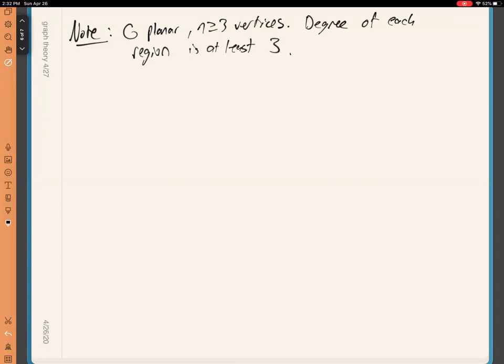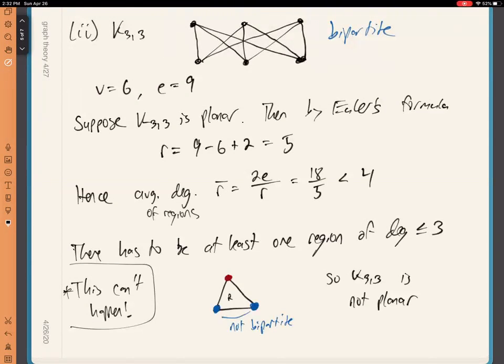To see why this is the case, just go back and look at the argument that we gave for K5, the complete graph on 5 vertices. Another thing worth pointing out is that if you look at these inequalities, the issue in part 2 was that I had a region of degree 3 potentially. If I could only conclude that the degree was less than or equal to 4, then this argument wouldn't have worked, because the only reason we got a contradiction was because we had something of degree 3. Maybe every region has degree bigger than or equal to 4, and then there's no contradiction anymore.